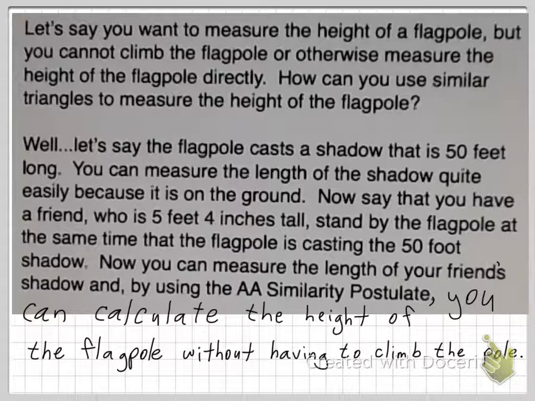Well, let's say the flagpole casts a shadow that is 50 feet long. You can measure the length of the shadow quite easily because it's on the ground, right? Now say that you have a friend who is 5 feet 4 inches tall. Stand by the flagpole at the same time that the flagpole is casting the 50-foot shadow. Now you can measure the length of your friend's shadow, and by using the angle-angle similarity postulate, you can calculate the height of the flagpole without having to climb the pole.